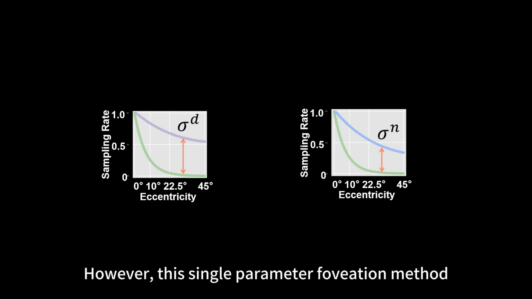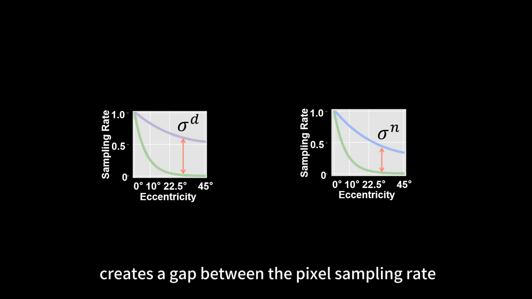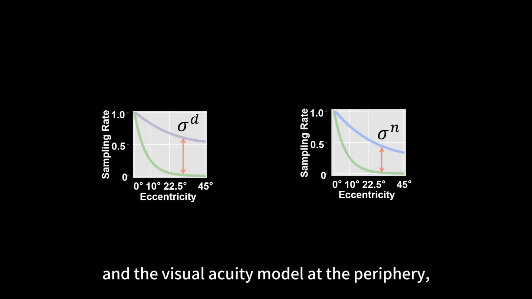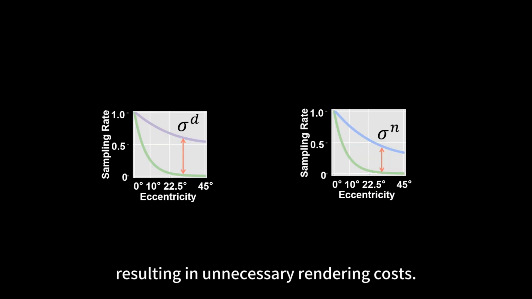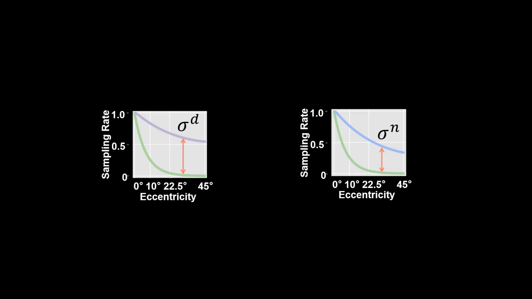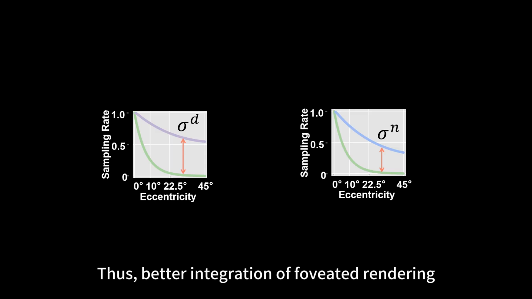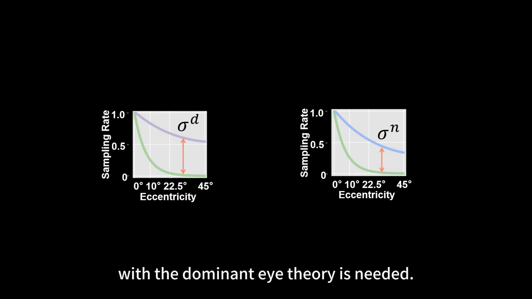However, this single-parameter foveation method creates a gap between the pixel sampling rate and the visual acuity model at the periphery, resulting in unnecessary rendering costs. Thus, better integration of foveated rendering with the dominant eye theory is needed.